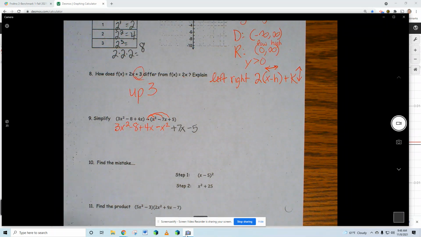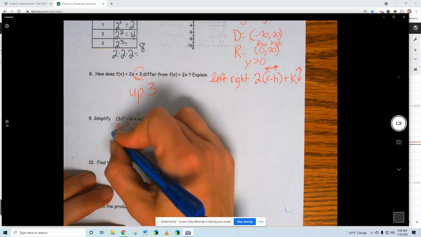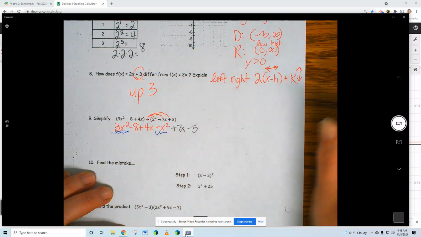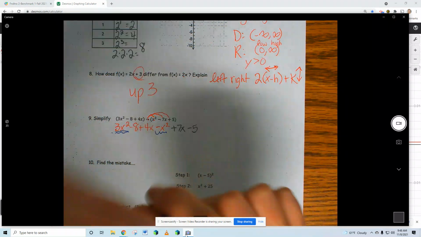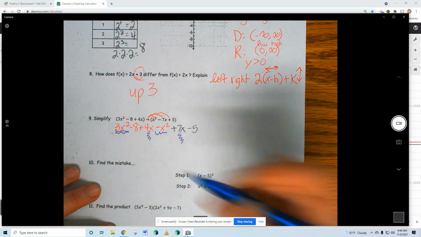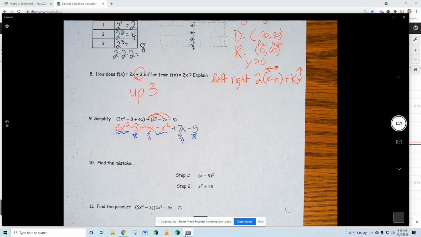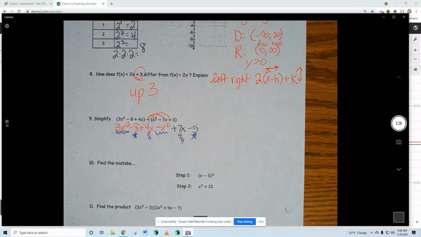Okay. Combine like terms. The x squareds go together. The x to the normal power, x to the first, goes together. And the 8 and the negative 5 go together. So I'm categorizing it, I'm labeling. In standard form, x squared would go first.